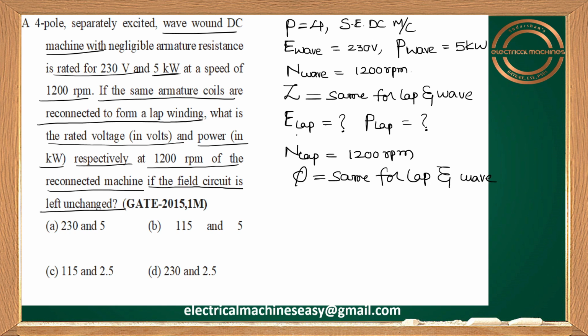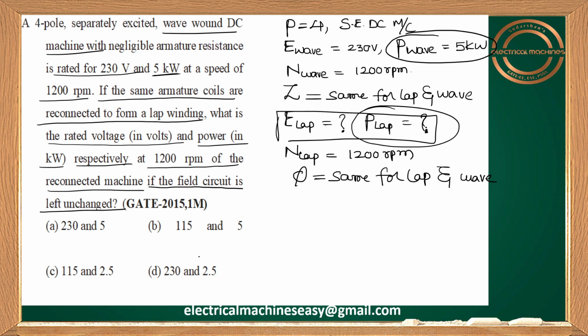Okay. Now he's asking to find E lap and E wave. Without doing any calculation, we can simply say the answer for power output for lap winding, because I told you guys to refer to lap winding and wave winding. For lap or wave winding, power will not change. Since P wave is 5 kilowatts, P lap also will be 5 kilowatts only.